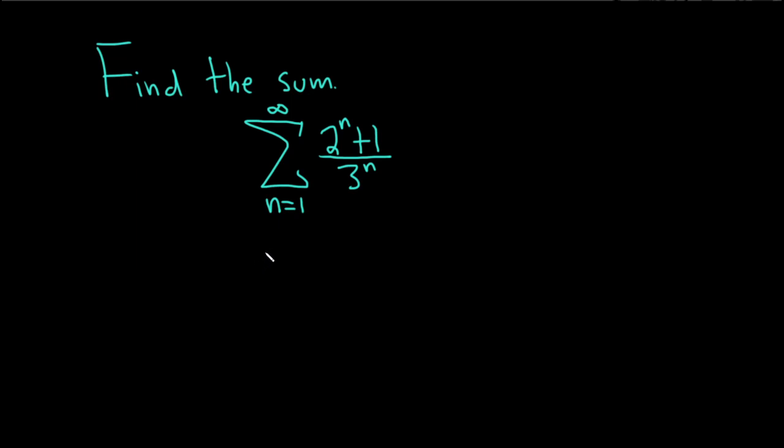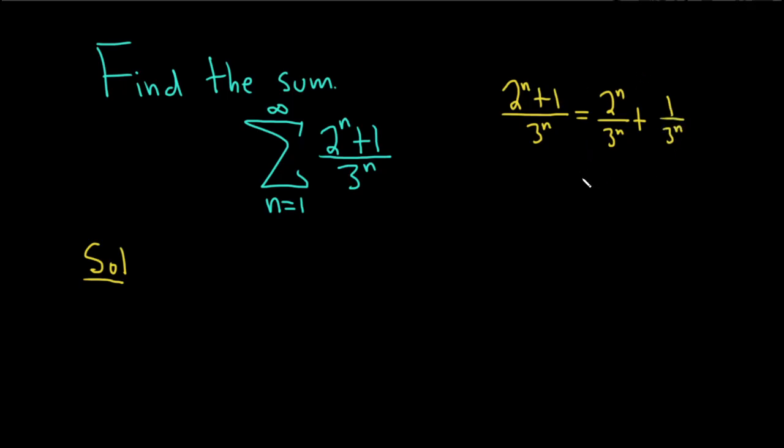Find the sum of the series. So the way we're going to do this is we are going to break it up. Note that if you have 2 to the n plus 1 over 3 to the n, we can write this as 2 to the n over 3 to the n plus 1 over 3 to the n.